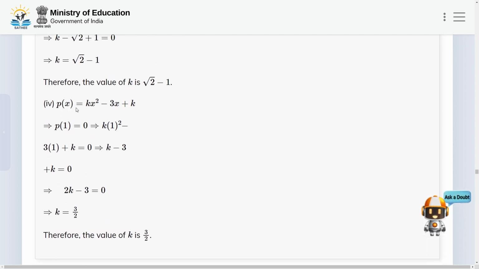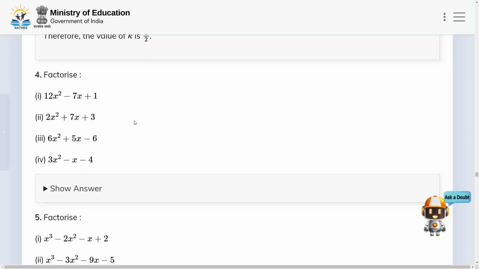Here p of x is equal to kx square minus 3x plus k. So p of 1 is equal to 0, so it implies k times 1 square minus 3 times 1 plus k equals 0, and it implies 2k minus 3 equals 0, and it implies k is equal to 3 by 2. Therefore the value of k is 3 by 2.